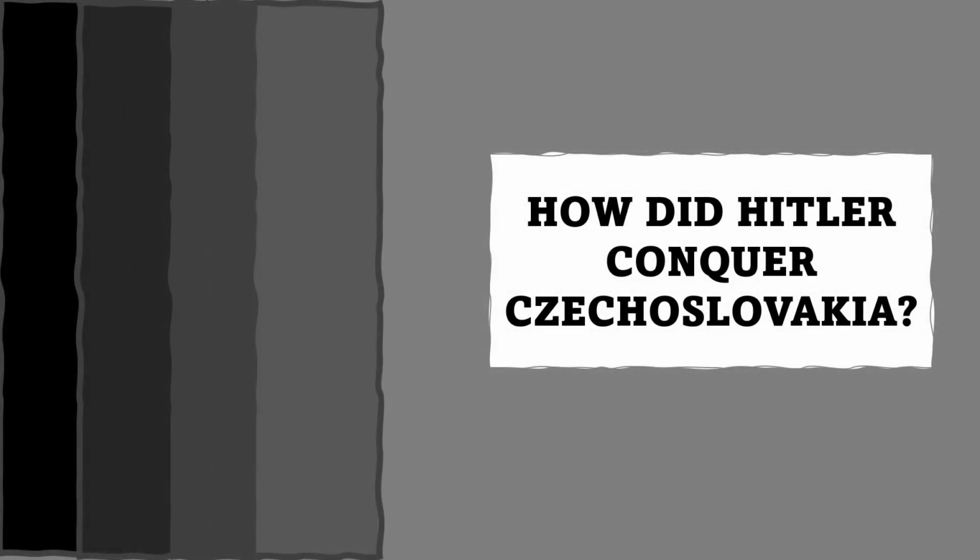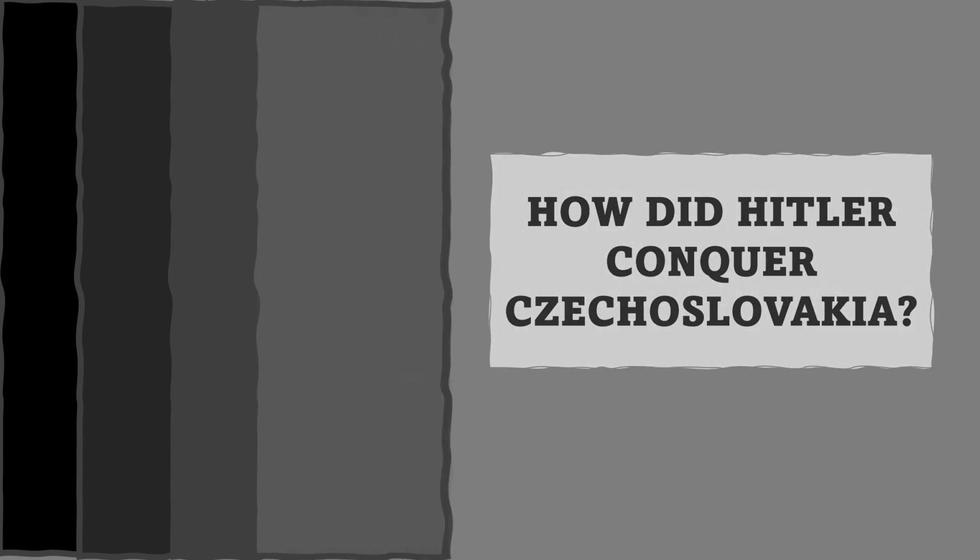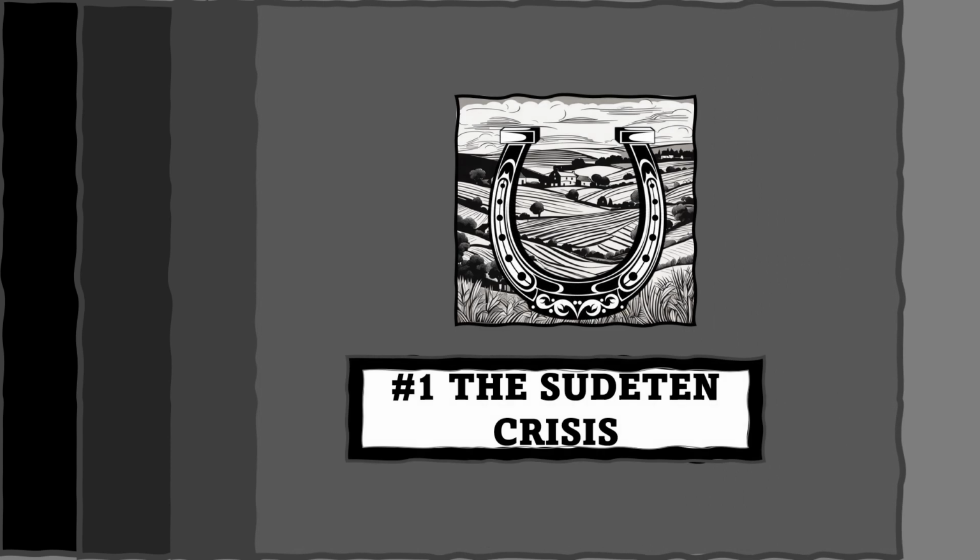Welcome to the fifth lecture in this short series on Hitler's road to war. In this section, we will study why Hitler was able to conquer Czechoslovakia in 1938. We will begin by examining the Sudeten crisis, which allowed Hitler to gain a region of Czechoslovakia known as the Sudetenland.